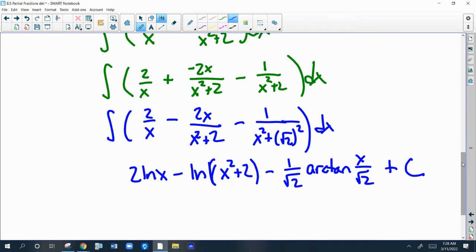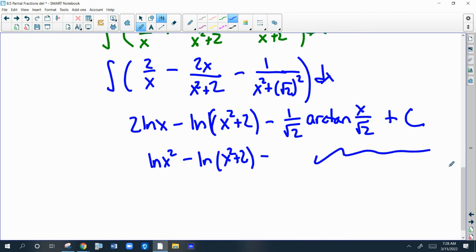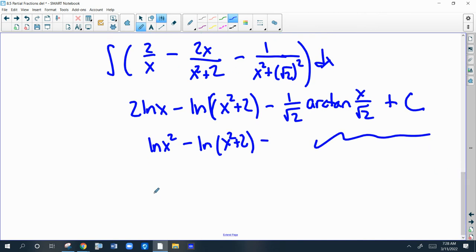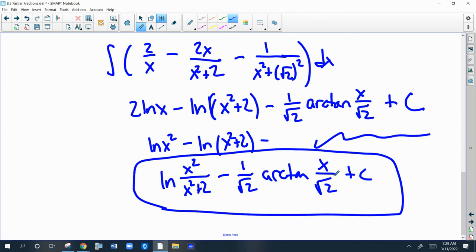Now, there's not much you can do. Well, we could do this. Maybe we should. If you make that natural log of x squared, now you could use properties of logs to make this natural log of x squared over x squared plus 2. And then we have minus 1 over root 2 arctan of x over root 2 plus c. So this is a nice simplified form of the answer.